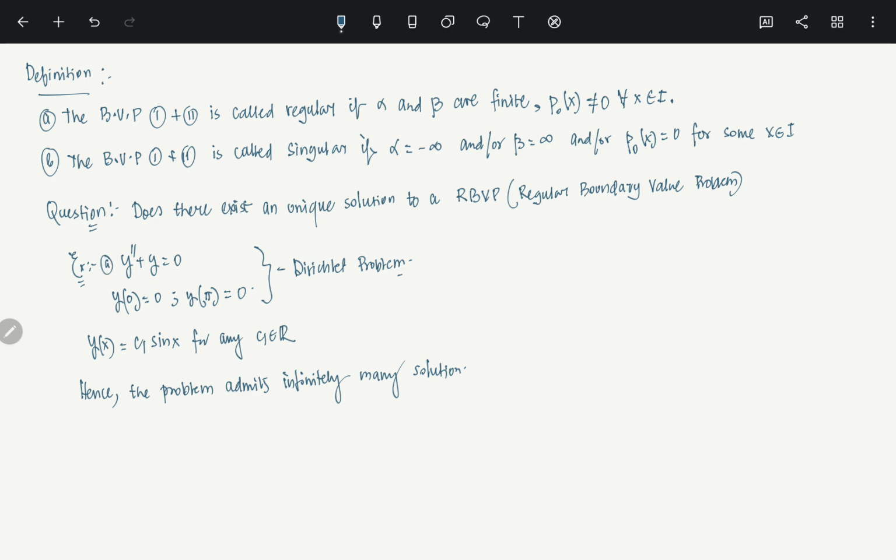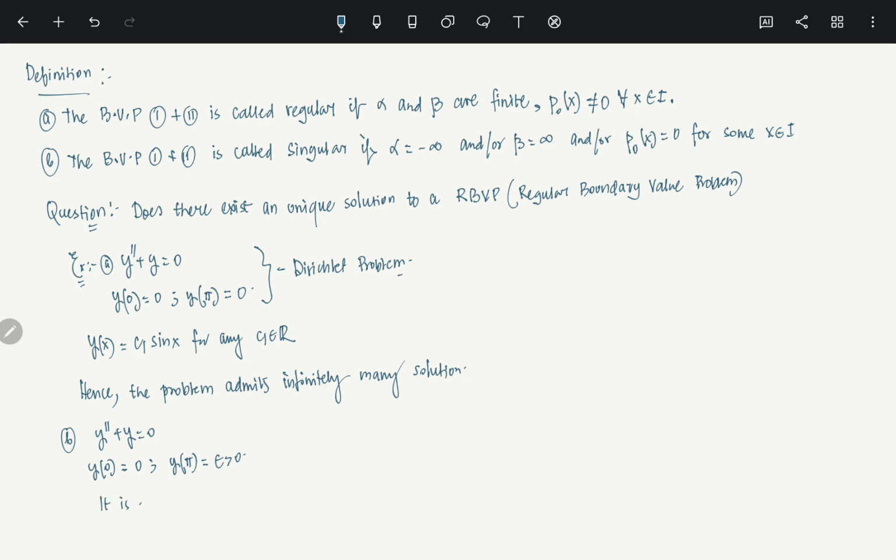But the question is this: does it always have infinitely many solutions? Let's look at another equation: y double prime plus y equals 0. Same equation. Let's put this data: y at the point 0 is 0, and y at the point pi, let's say I am putting it to be some constant c. If you want, you can just put it to be some epsilon, it doesn't really matter. So basically, we are not assuming 0. Epsilon positive.